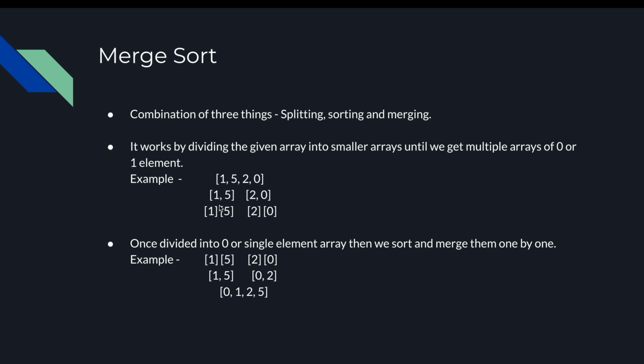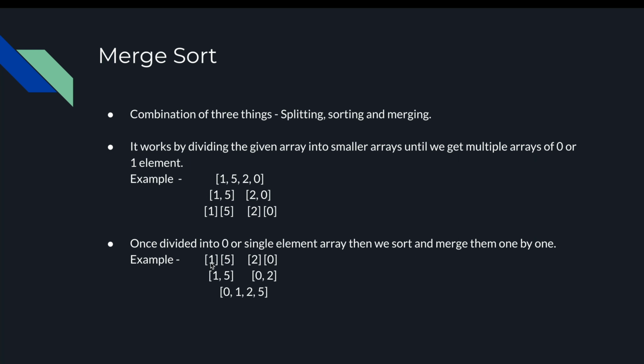Now we have to keep on dividing these arrays into smaller chunks until we get arrays of single elements. Meaning we will further divide these arrays and we will get four different arrays. The first array has 1, the second array has element 5, the third array has element 2 and the fourth array has element 0. Now since we have got our given data split up, all we need to do now is to sort and merge them. So first we will sort and merge our first part that will have these two arrays with element 1 and element 5.